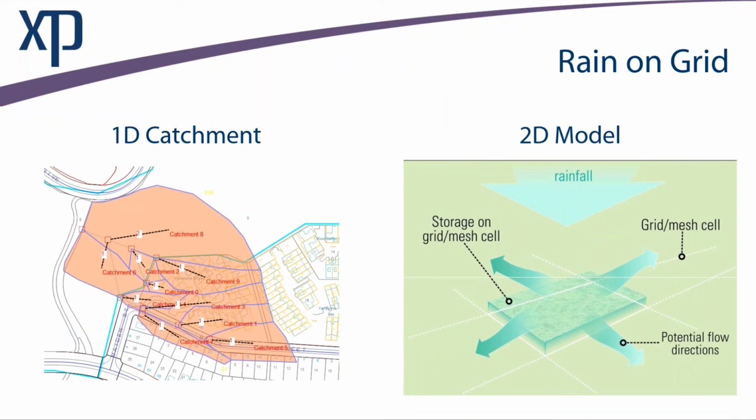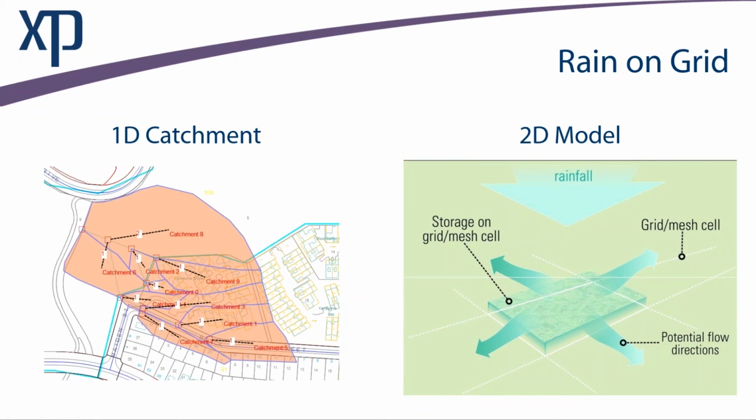We can also capture flow in 2D by raining directly on the grid. In the 1D catchment model, we'll have an event and we route the flow over the catchment, and we've discussed some of the limitations of that. The great part about 2D modeling is that we can rain directly on the grid. Well, what do I mean by directly on the grid?